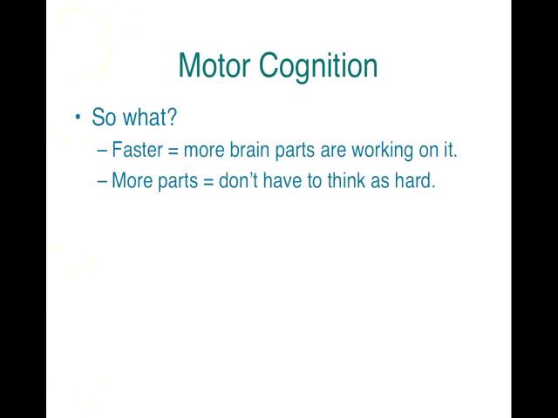Okay, so what does that mean? So we are faster because there are more brain parts working on it. And this is a little weird, but more brain parts mean we don't have to think quite as hard. So as our brain is churning through all this information, we are faster because of our expertise, and we don't have to think quite as hard.